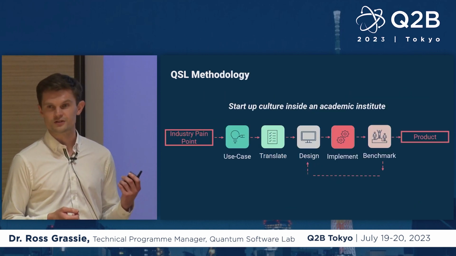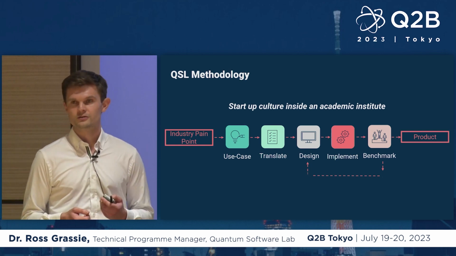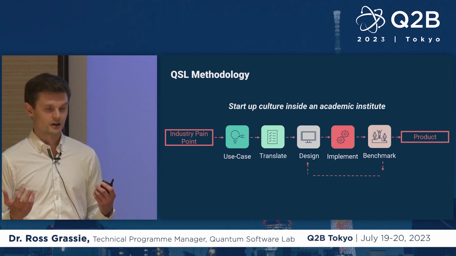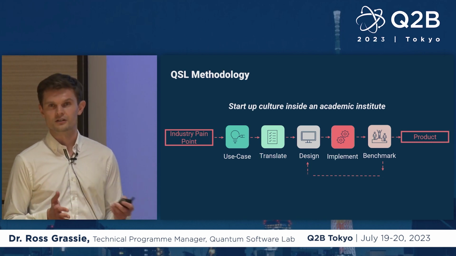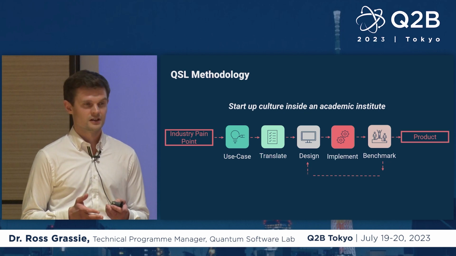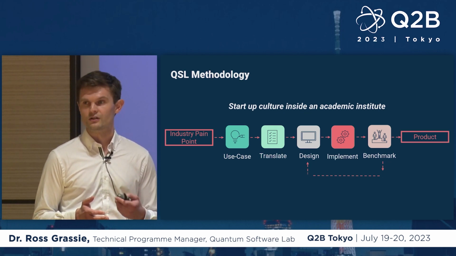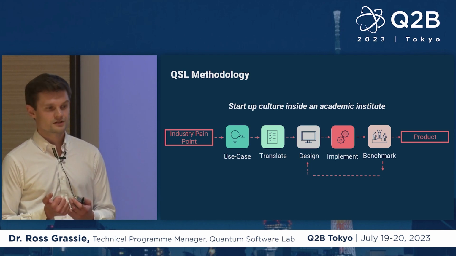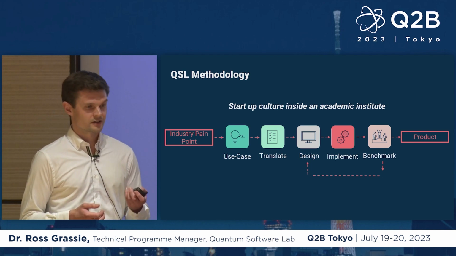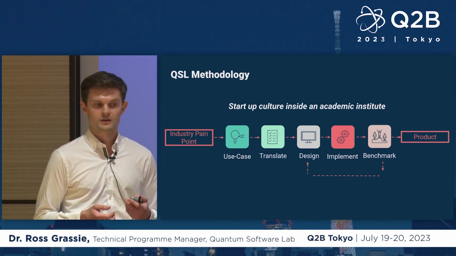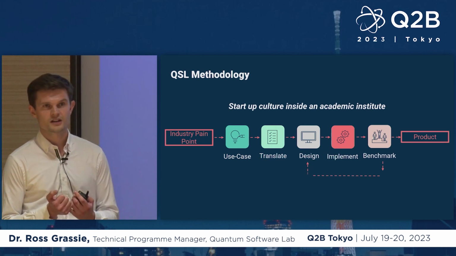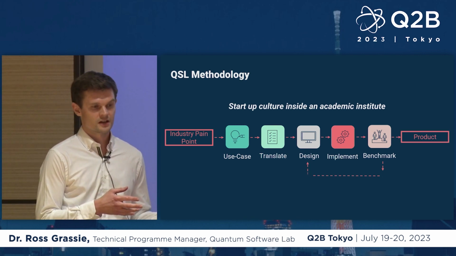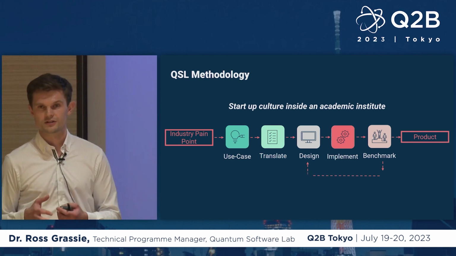Our method for achieving this goal is to employ a startup culture within our academic institute. This means that our academics are pooling their resources and aligning their research expertise in order to meet the needs of our industry collaborators. Through workshops and discussions, we are identifying industry pain points. We are developing use cases with them. We're then translating their needs into mathematical problems that we can give to our researchers.